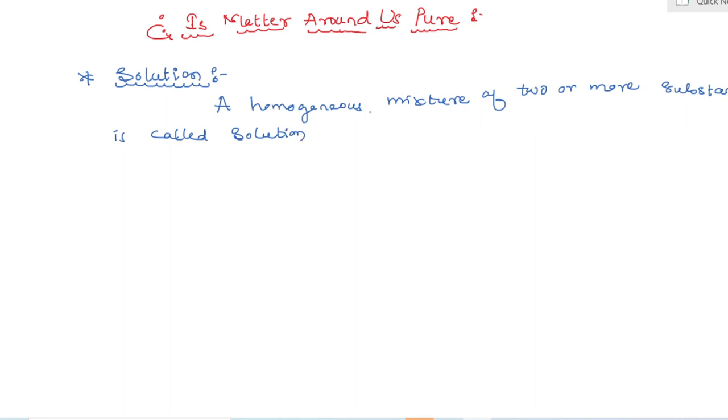First of all, homogeneous means the constituents are uniformly distributed. Here, a homogeneous mixture of two or more substances is called a solution. A solution is sometimes also called a true solution. Lemonade, soda water, salt water, sugar solution, etc. are all examples of solution.